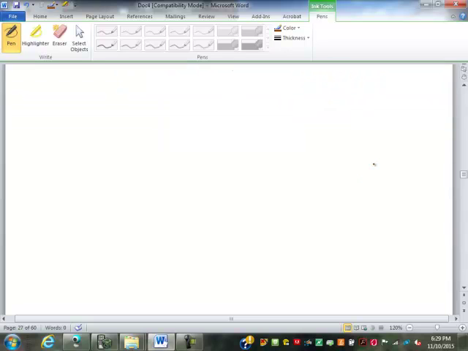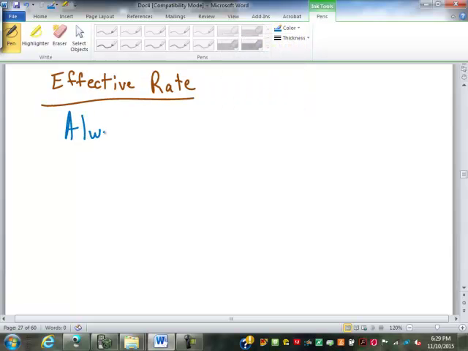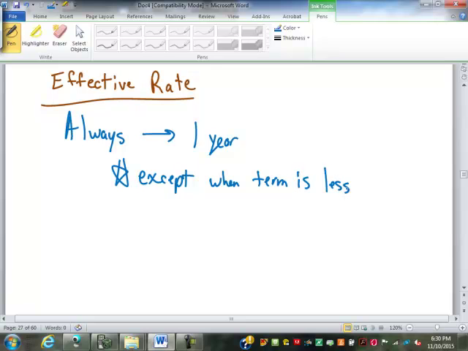So let's take a look at effective rate. Now if we compound annually, the effective rate is just going to be the stated rate. What we have is the nominal rate, or the stated rate, is what's given with the loan. The effective rate is what it would be if it were simple interest for a year. Now the effective rate is always just 1 year, except when the term is less than 1 year. And I'll show you what I mean as we go through some examples.